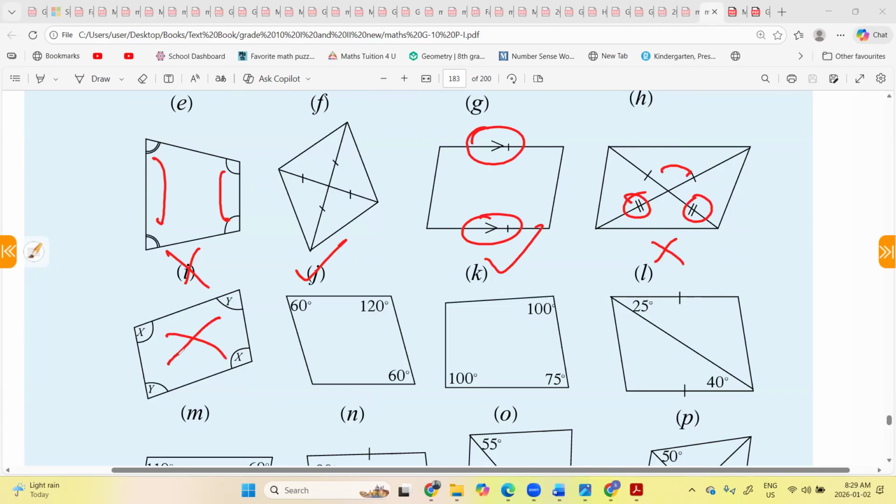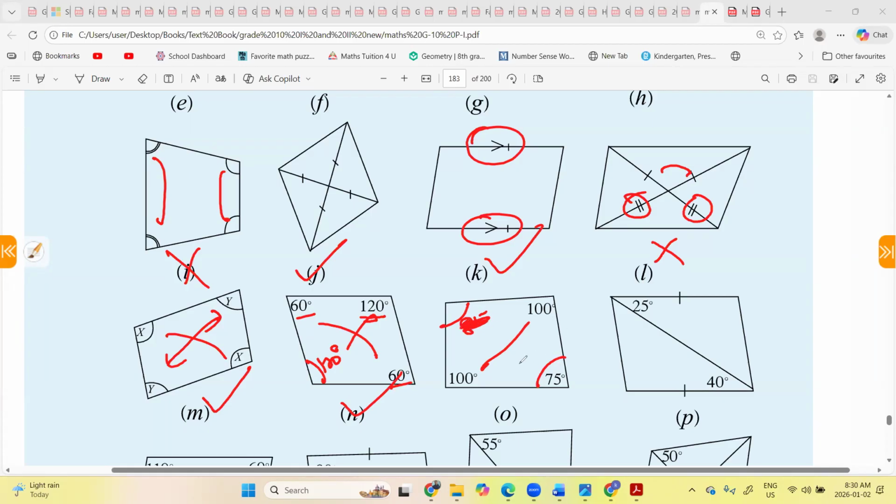Here opposite angles are equal. So that is a parallelogram. Here, according to the sum of interior angles of a quadrilateral, which is 360 degrees: 60, 120, 60, 180, 240. So this one is 120. Opposite angles equal, parallelogram. 100, 100, okay, 75, 275. So what is the remaining angle? 85, right?